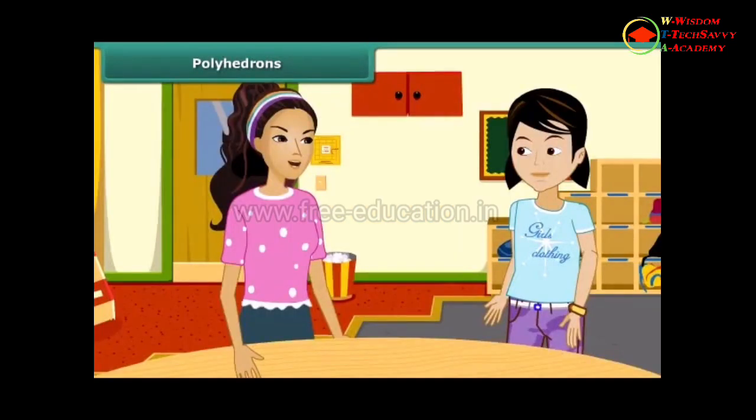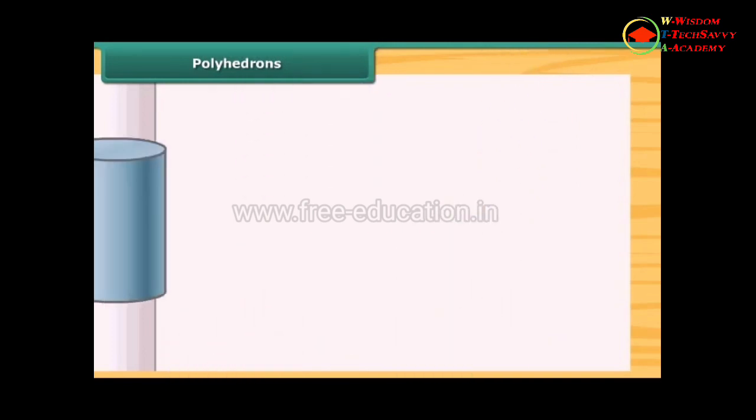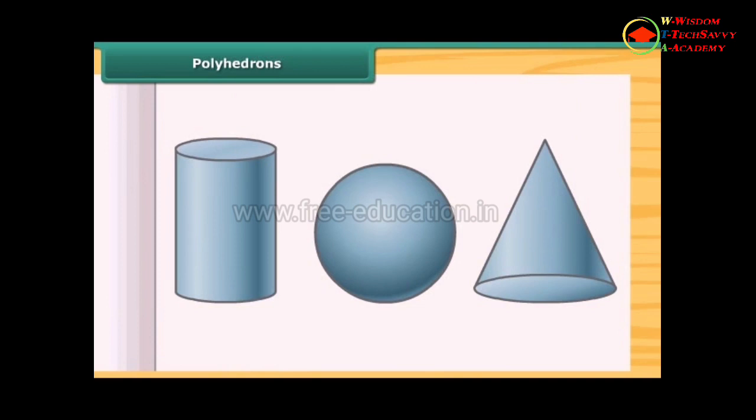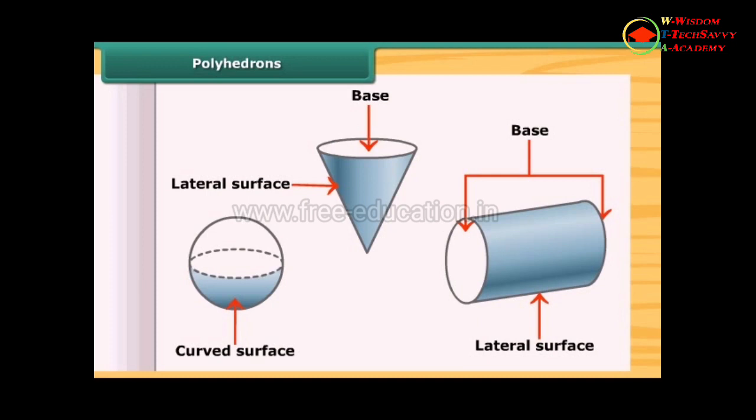Do you know what we call a solid having flat faces, edges and vertices? No. Those solids are called polyhedrons. These all solids are polyhedrons. Are these objects polyhedrons? No, these are not polyhedrons. You are right, these are not polyhedrons because they do not have flat faces.